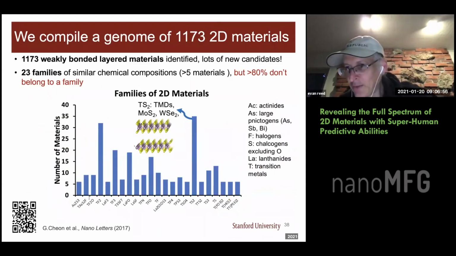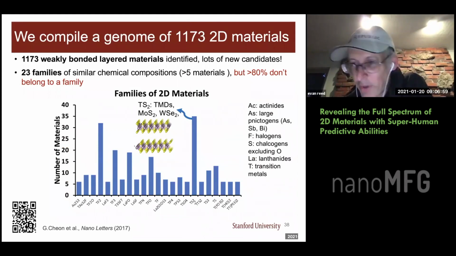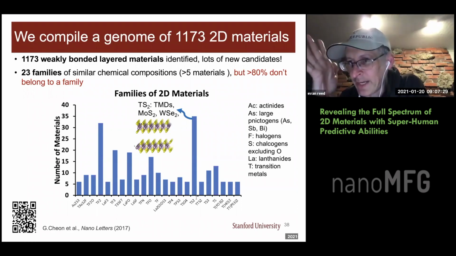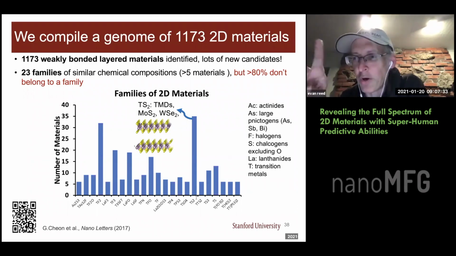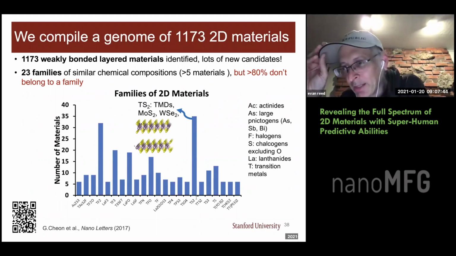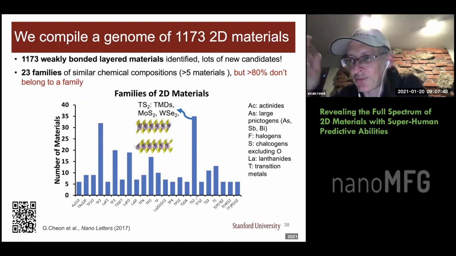So if you parse these into chemical families, you find that the one that has the most examples is the TMDs, and maybe that's not too surprising. These are the molybdenum disulfide, tungsten selenide, these kinds of animals, but there are a lot of others. And in fact, one of the surprises here is that more than half of the materials in this database do not belong to a chemical family, meaning there's only one particular example of a 2D material that has this particular chemical formula or stoichiometry.